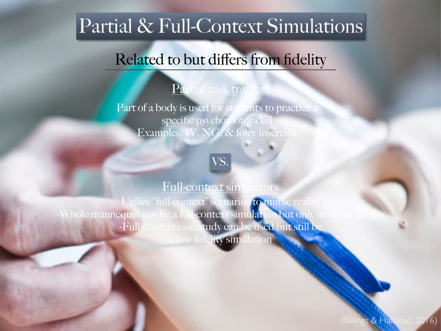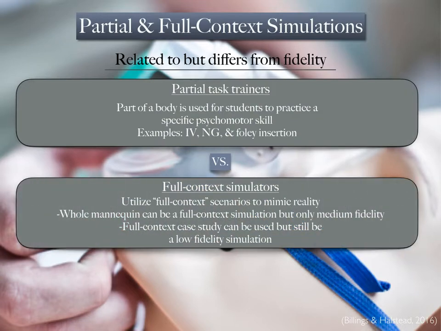Other terms related to simulations are partial and full context simulations. This is related to but differs from fidelity. Partial task trainers can be a part of a body that's used for students to practice a specific psychomotor skill. Examples of this would be IV insertion, NG tube insertion, and Foley placement. This is versus full context simulators, which utilize full context scenarios to mimic reality.